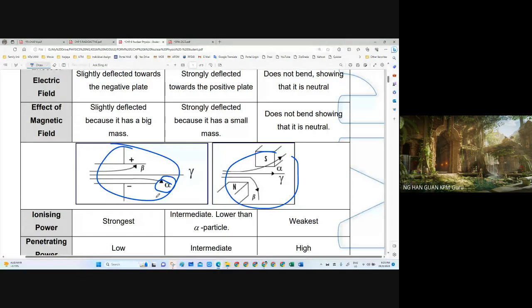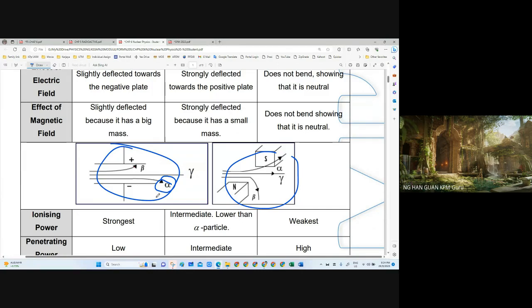But the beta particle is lighter, so its inertia is less, and its momentum is less. So once it's attracted by the positive plate, it will be strongly deflected towards it. And then gamma is neutral, so it isn't affected by the electric field.